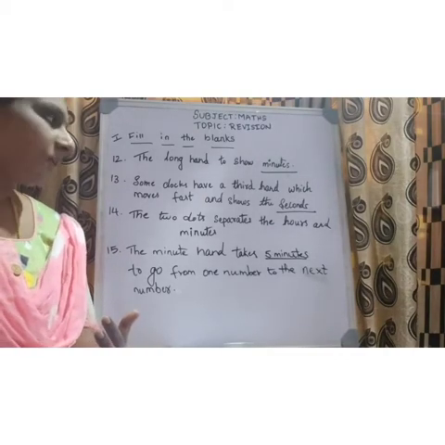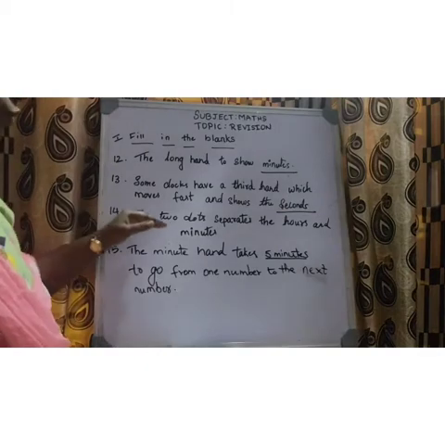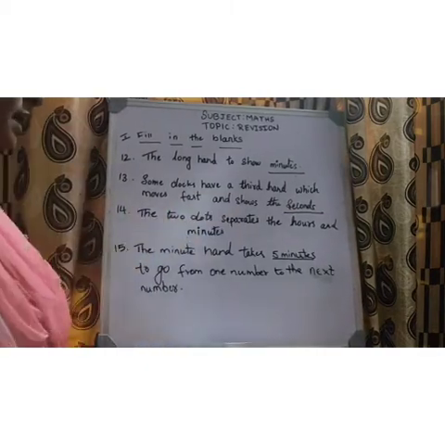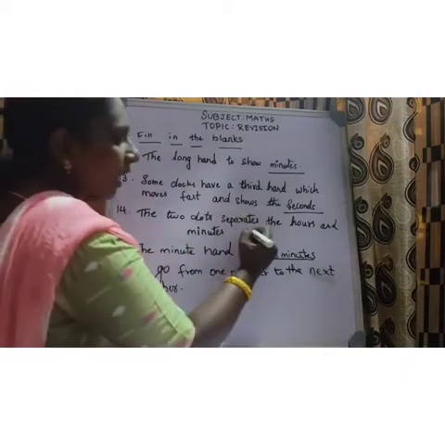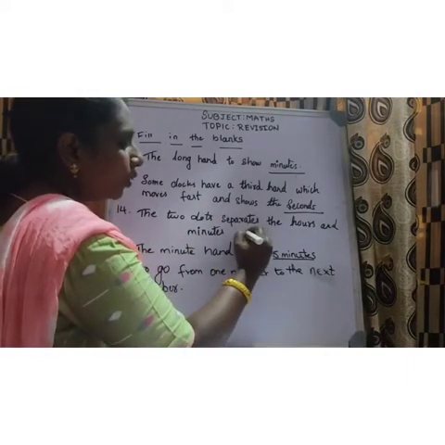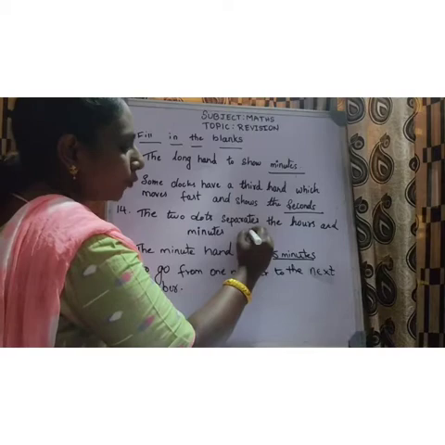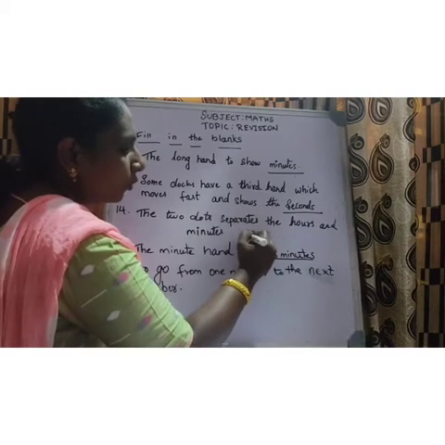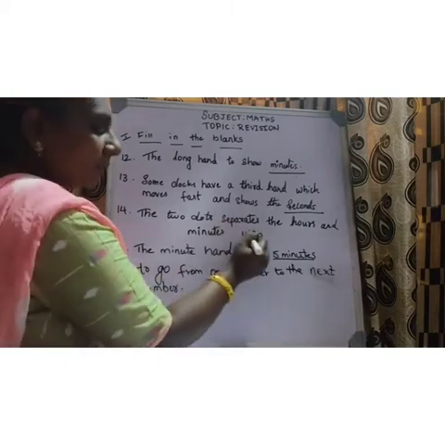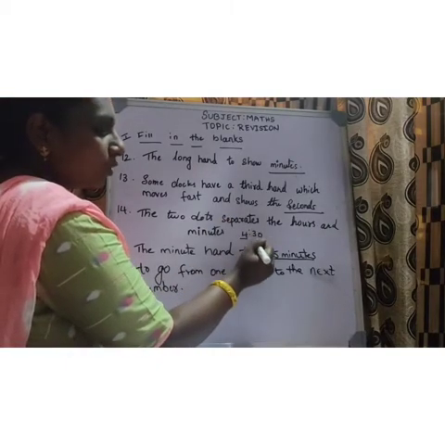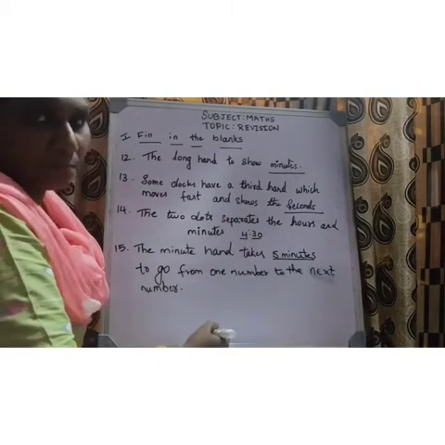And the two dots separate the hours and minutes. As I told you before, here hours and minutes are separated by the two dots. Suppose the time is 4:30, how will you write it? 4:30. So hours and minutes are separated by the two dots. This tells you the hours and this tells you the minutes.